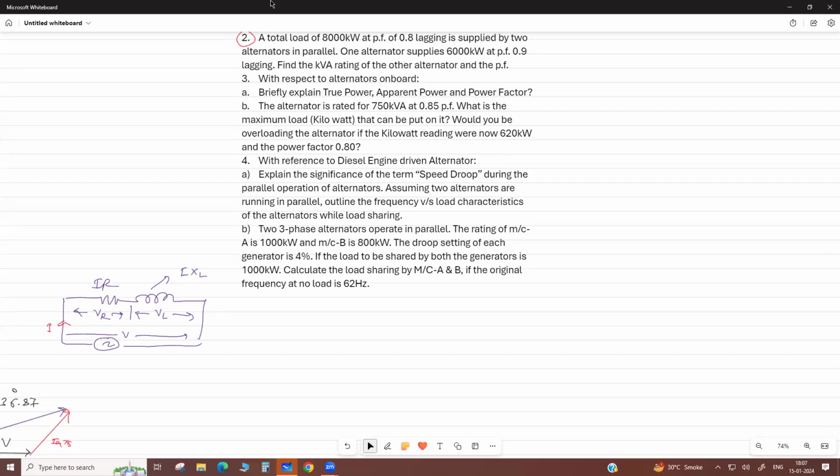So you know what is speed droop? It is speed regulation, like voltage regulation in an alternator. Okay.